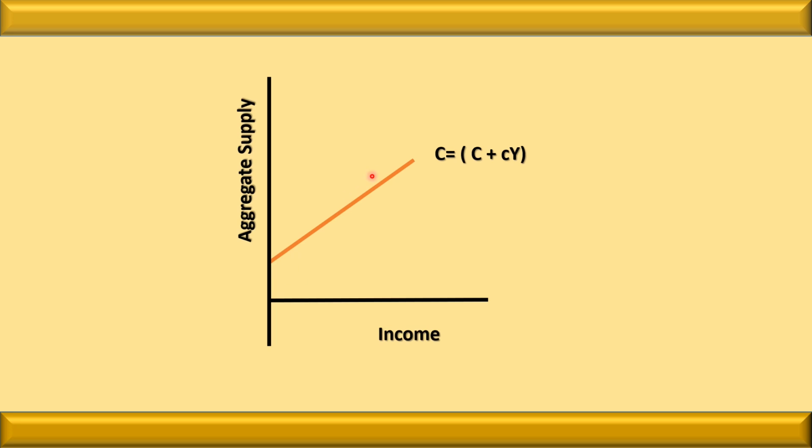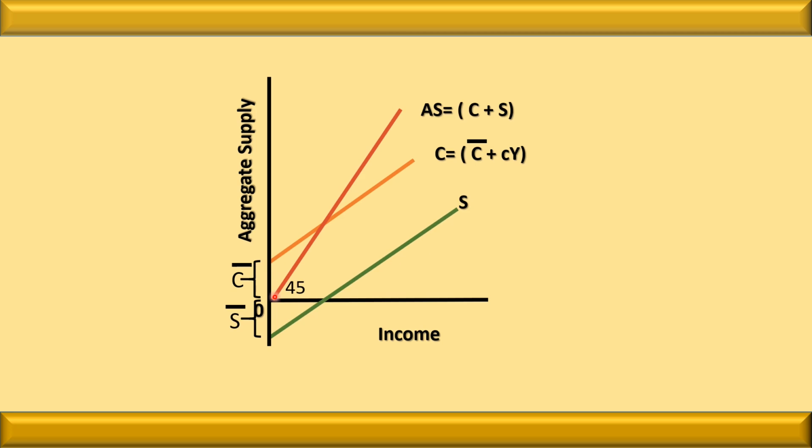Now I try to say the same thing through the graph. This is the consumption curve, which always starts from the y-axis, and the gap between the consumption curve and the origin 0 is the autonomous consumption. This 45-degree line represents aggregate supply, which is always equal to income. Why? Because every point on the aggregate supply or the income is equidistant from x-axis and y-axis. So it is always represented as a 45-degree line.